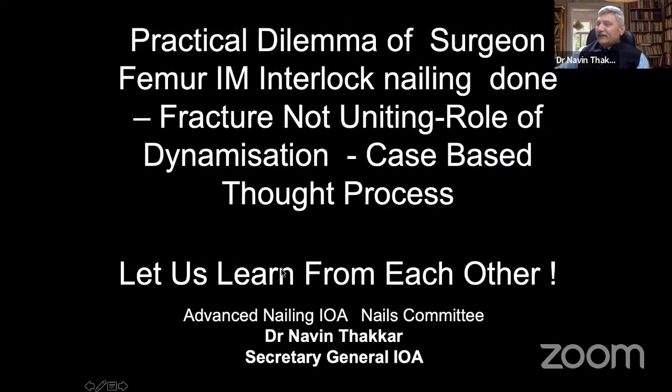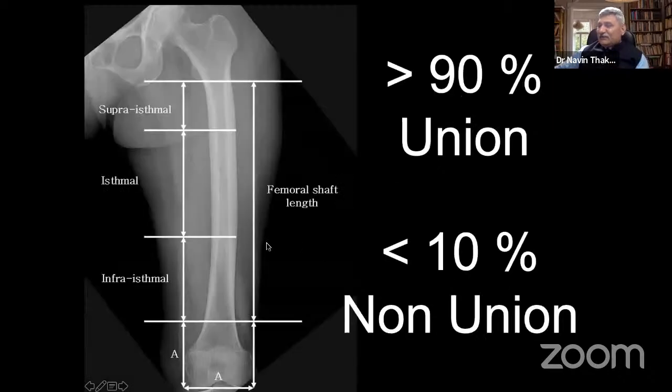And now there is a practical dilemma of the surgeon. He has done a femur interlock nailing. The fracture is not uniting. What is the role of dynamization, case-based, and what is the evidence in the literature? We'll be learning together. 90% gets united. There is no problem. Only less than 10% has a non-union.